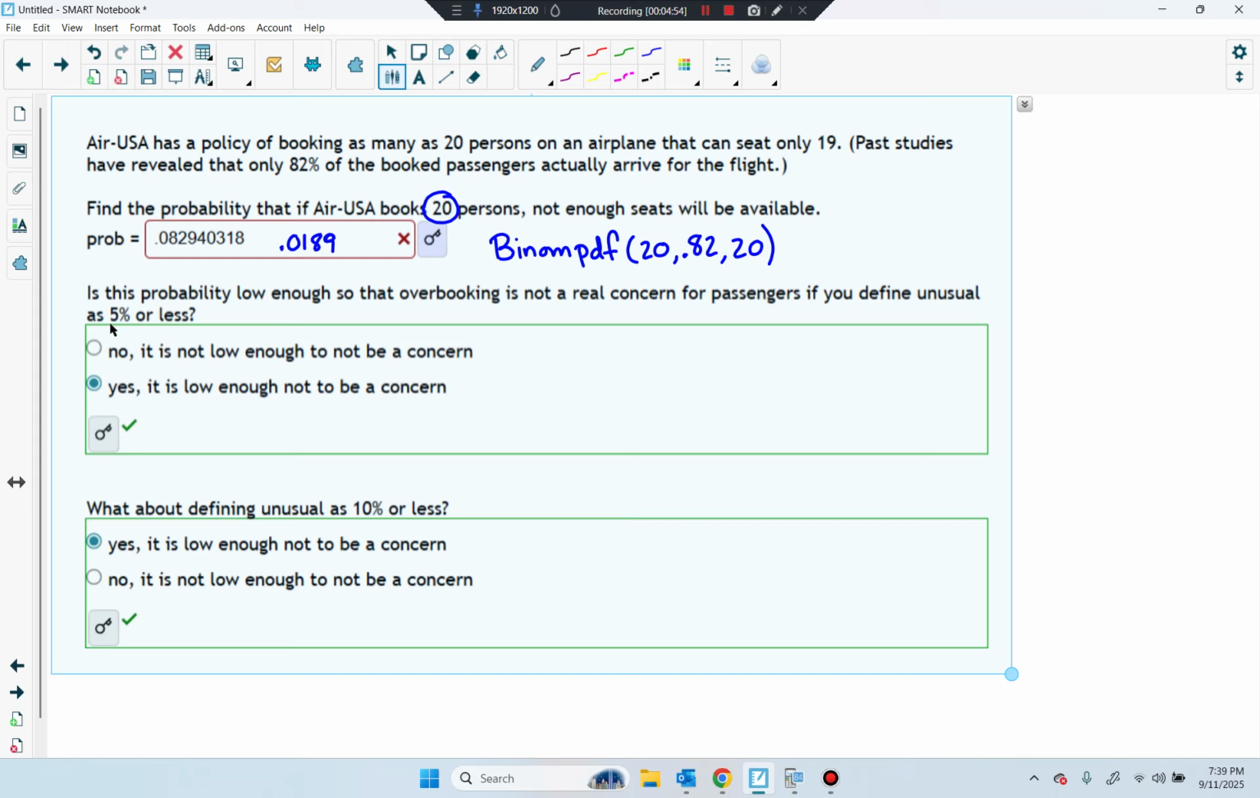5% is really the cutoff, but I think that's not good enough. Honestly, if something happens 4% of the time, you have a lot of angry passengers. But this is just going to be binomial PDF, 20 trials. Success rate of any given trial is 82%, and the chances of 20 people showing up.